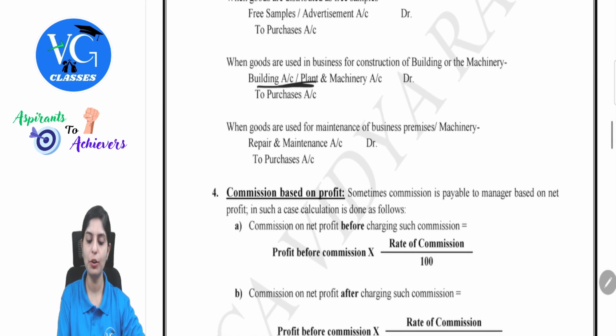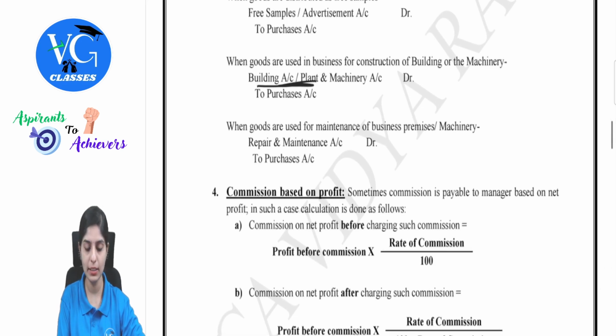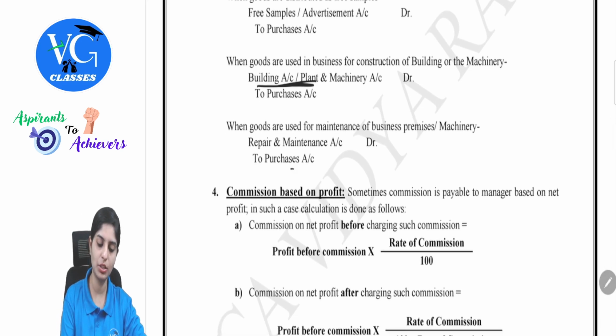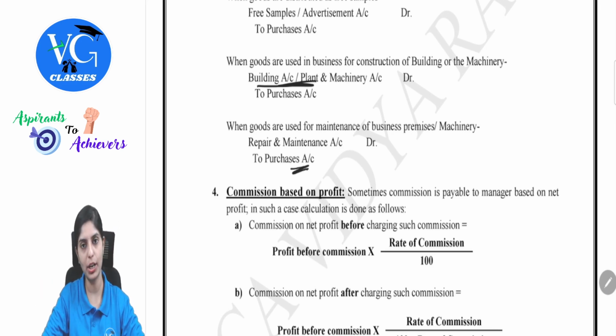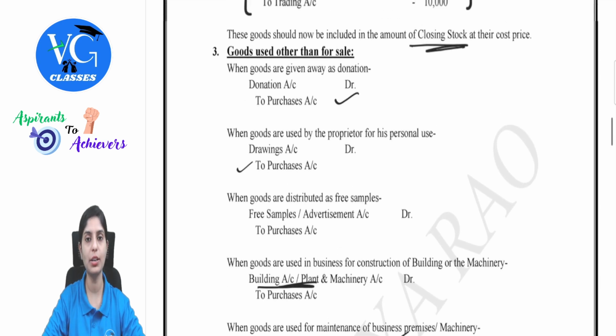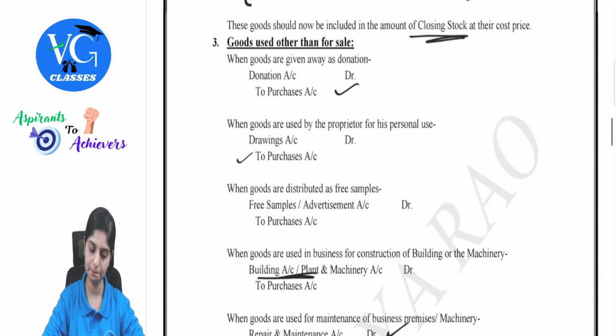When goods are used for maintenance of business premises, again, you will credit purchases, and for whatever purpose you are doing, you will debit that. So repairs and maintenance account debit to purchases account. These are the transactions when goods are used for other than sale.